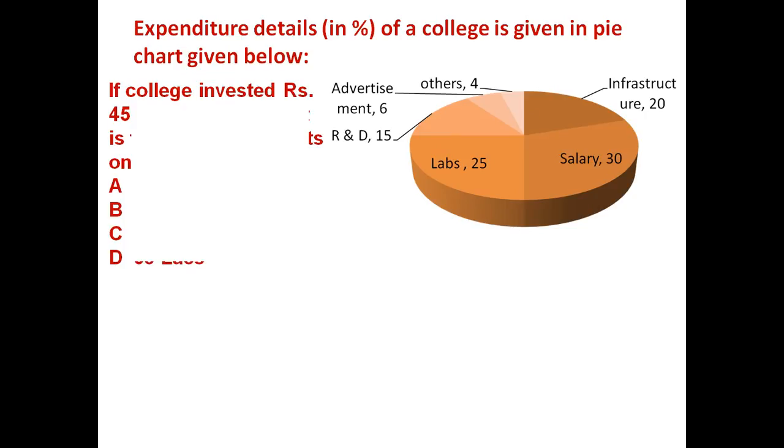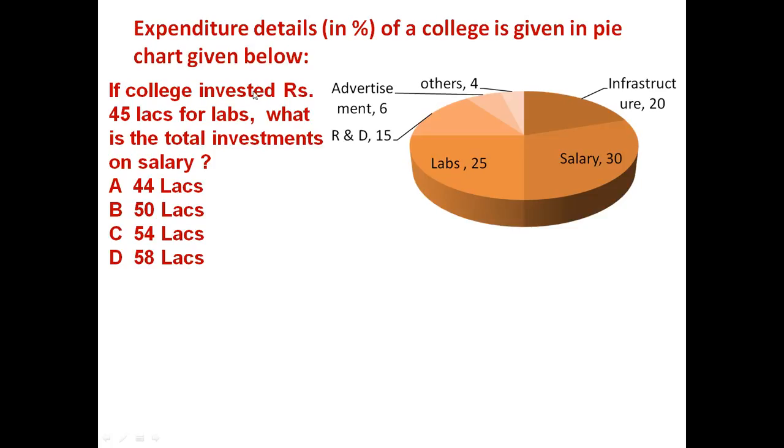Based on this pie chart, the question is, if college invested rupees 45 lakhs for labs, what is the total investment on salary? 44, 50, 54 or 58 lakhs. 45 lakhs is the investment for labs. Here if you see, for labs 25% investment is there, but he is saying 45 lakhs are invested on labs.